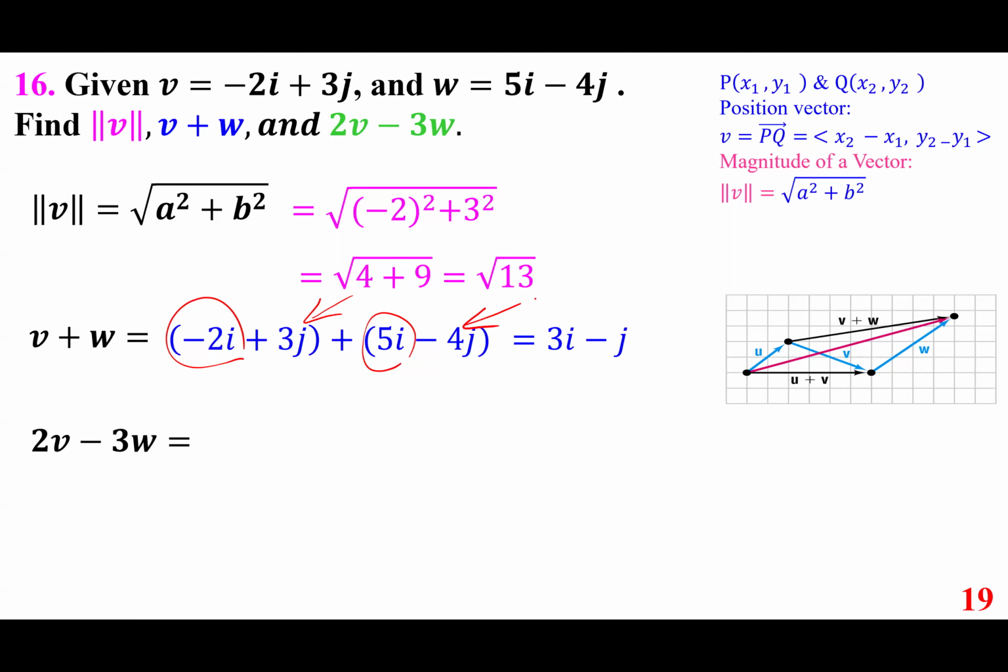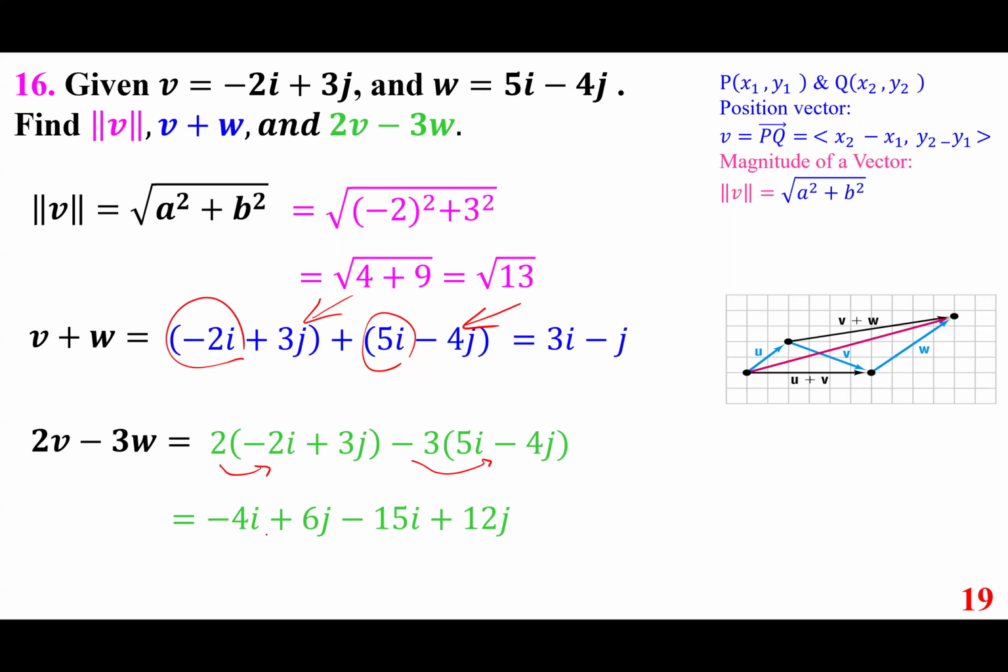Now 2v minus 3w. You're going to put the v and multiply it by 2, put the w and multiply it by negative 3, and you just distribute. You get minus 4i plus 6j, and you get minus 15i plus 12j. Again, component by component, these two add up to negative 19i, and these two add up to 18j, and we're done.